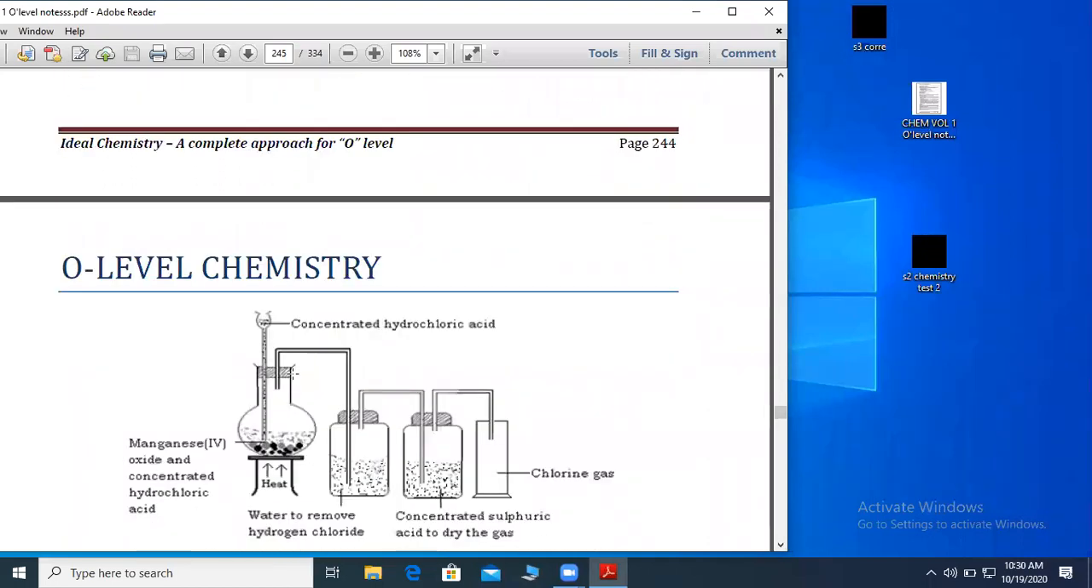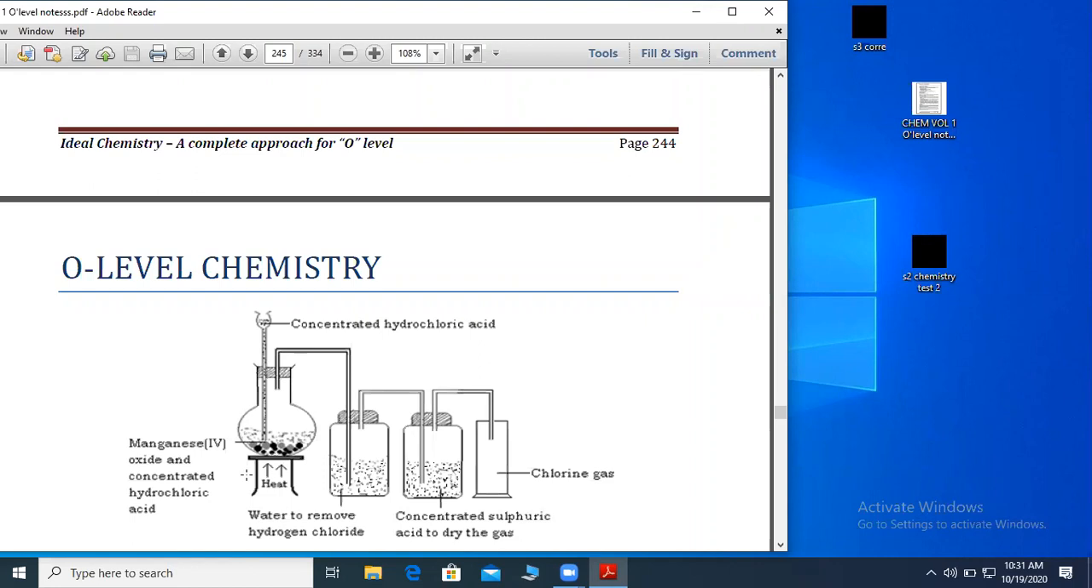So this is the diagram. You know, concentrated hydrochloric acid is a liquid, so it must be put in the thistle funnel. Then manganese 4 oxide is a solid, so it must be put in a flask. And you see on my diagram, there is no tap. So this delivery tube must reach the lumps of manganese 4 oxide. Then the mixture should be heated.